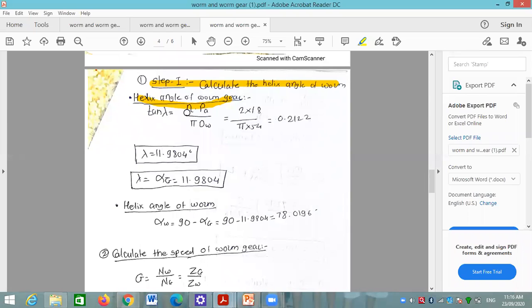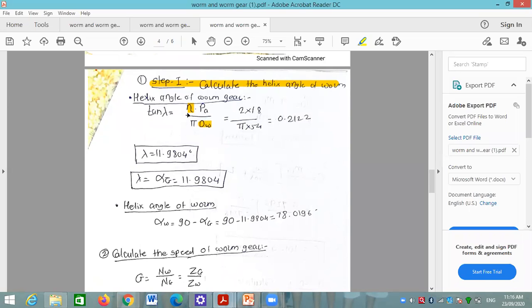Here, I wrote this by mistake. This is the n, this is not the mu. N is the number of starts, into PA. PA is the axial pitch, divided by pi into dW. dW is the diameter of the worm.